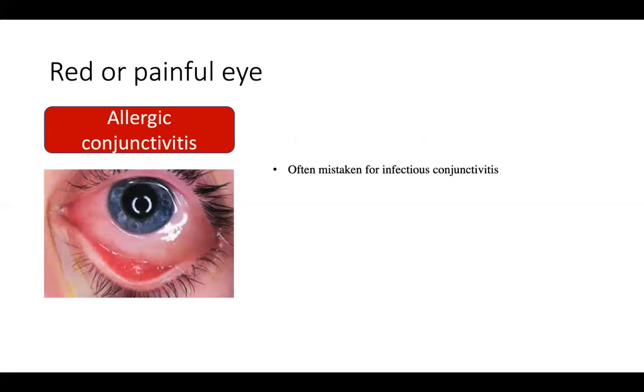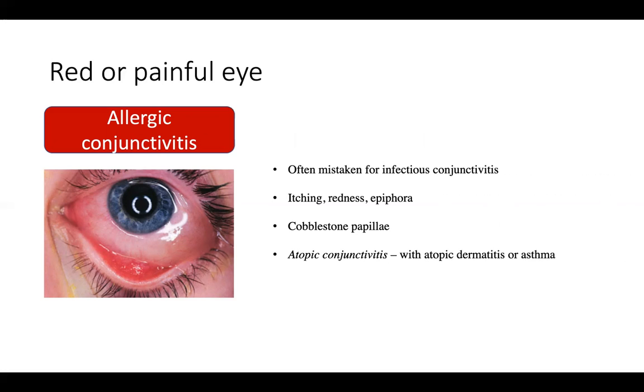Allergic conjunctivitis is extremely common and is often mistaken for infectious conjunctivitis. Itching, redness, and epiphora are typical. The palpebral conjunctiva may become hypertrophic with giant excrescences called cobblestone papillae. Atopic conjunctivitis occurs in subjects with atopic dermatitis or asthma.